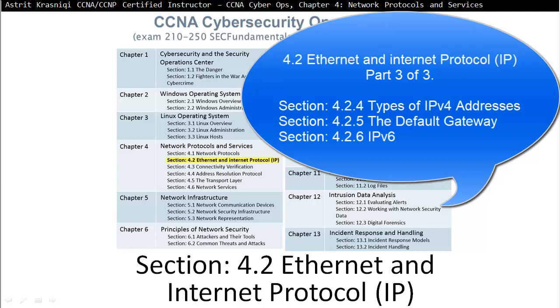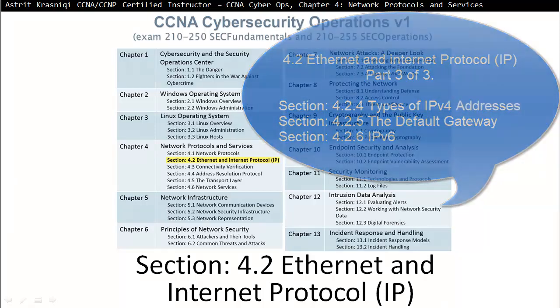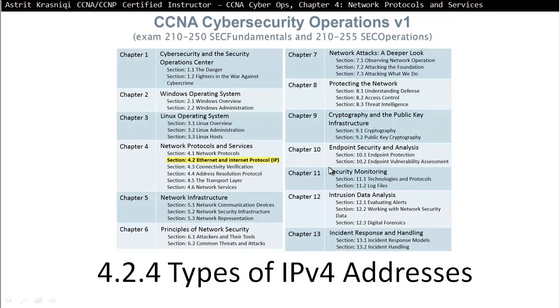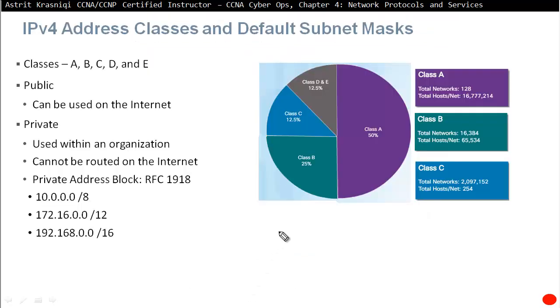In this video, we are covering CCNA CyberOps, chapter 4, Network Protocols and Services. This is section 4.2, Ethernet and Internet Protocol, IPv4 and IPv6. This is section 4.2.4, Types of IPv4 Addresses. IPv4 address classes and default subnets.